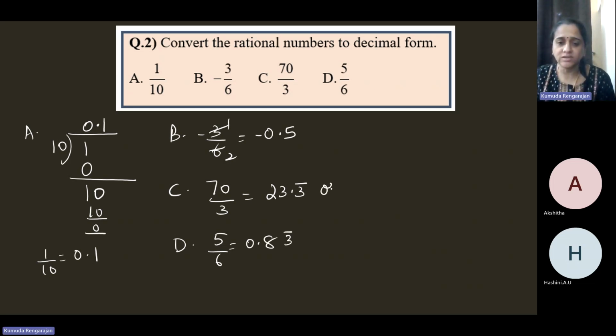You can also write this as 23.333, or you can write this as 0.8333, but only 3 repeating like this.